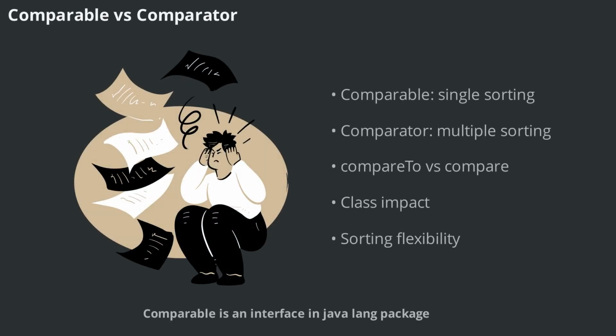Comparable is an interface in Java, lang package, providing the comparator method for sorting elements with a single sorting sequence. Comparator is in Java, util package, and offers the compare method for multiple sorting sequences. Comparable affects the original class, while comparator does not. Use comparable for fixed sorting and comparator for custom sorting based on different attributes.